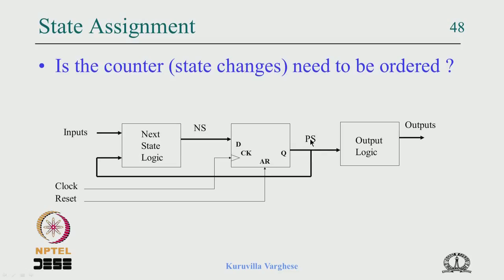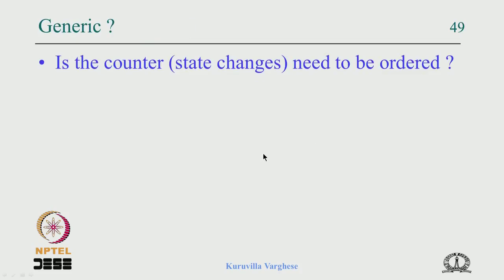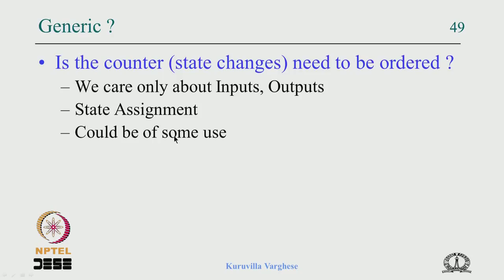The state value doesn't matter because we are worried about the output. Given some set of inputs we need a sequence of outputs, and we don't care too much about how this counter part keeps track of the state, as long as there is a distinct state for each step, so that we can decode accordingly. So the particular numerical value of the state is not very important. It need not be ordered; it can be arbitrary. That problem is called state assignment. We care only about inputs and outputs.